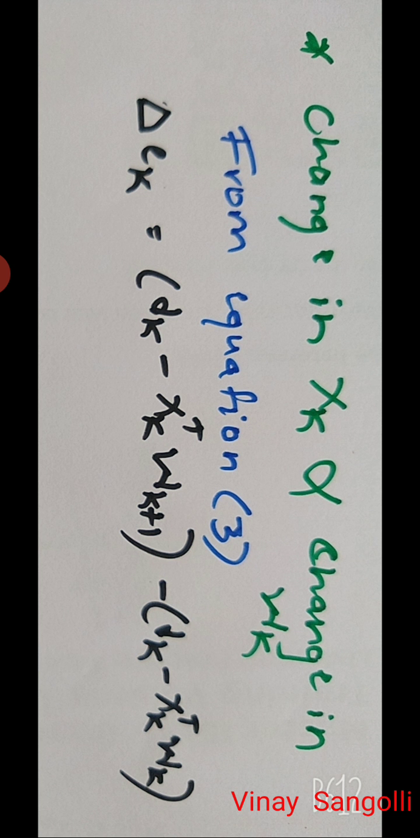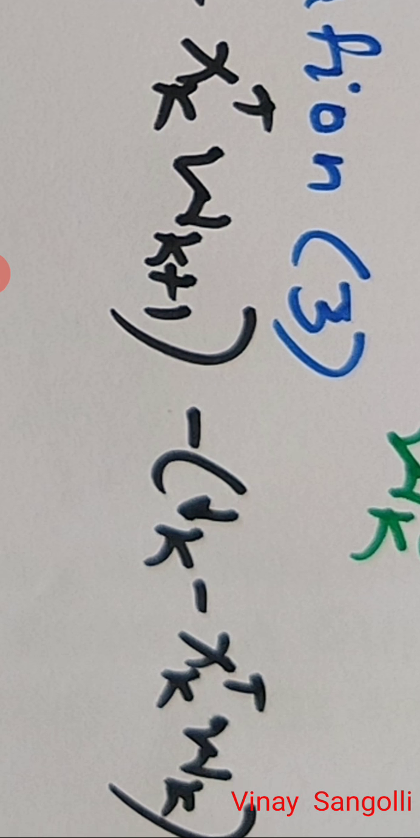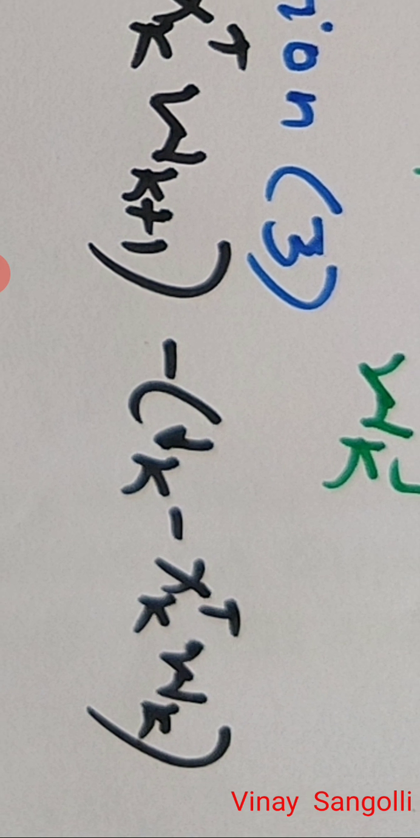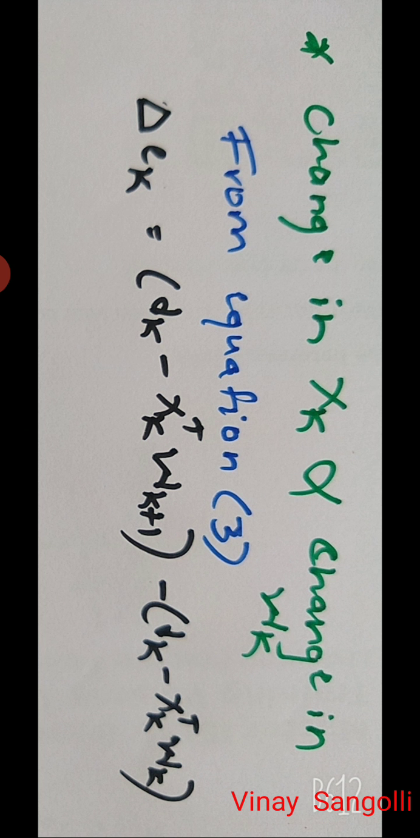Now we are writing delta of E of k. So what could be delta of E of k? It is nothing but the next weight vector along with the previous weight vector. So this is just my E of k, which is equation number 3. To this, what we have done is delta of E of k, that is the next weight vector minus the previous weight vector. Which is nothing but d of k minus x of k transpose into w of k plus 1, minus d of k minus x of k transpose into w of k.